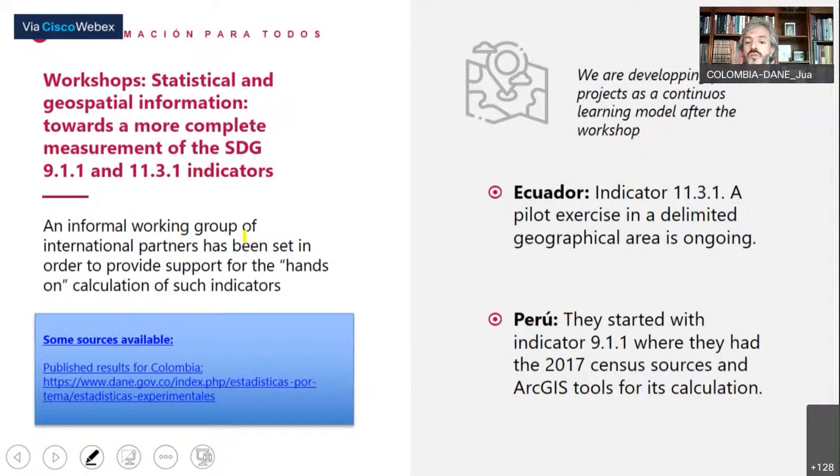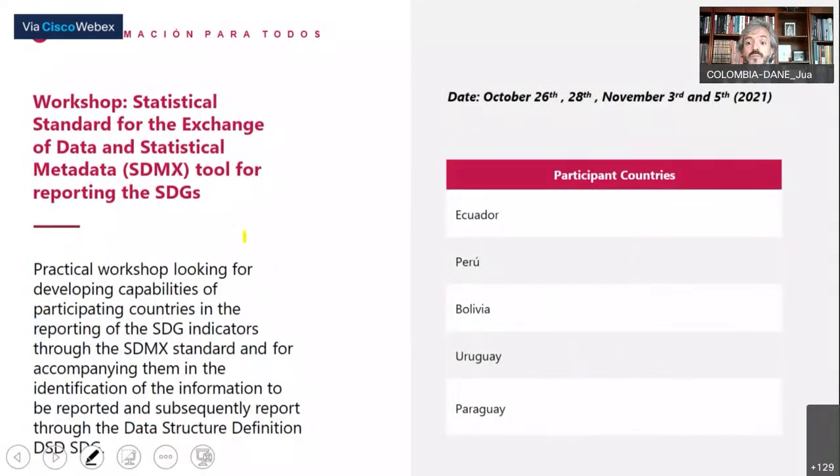For example, in these pilot projects, we have the case of Ecuador, where they are measuring indicator 11.3.1 in a specific, circumscribed area of the country, and Peru is starting to measure indicator 9.1.1 with the population and housing census that they performed in 2017, using ArcGIS tools for its calculation.